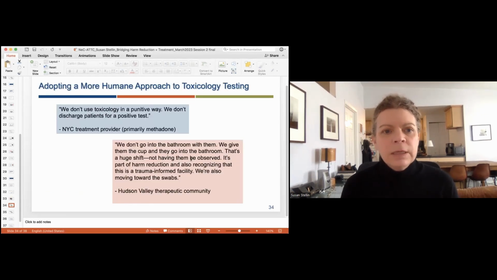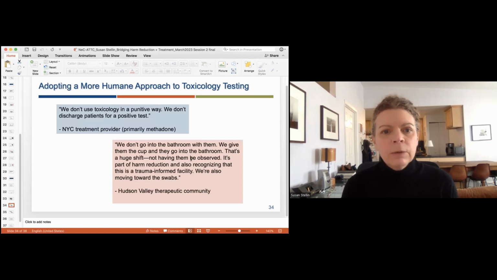And this idea of adopting a more humane approach to toxicology testing. That's partly that shift in language, not focusing on whether someone's test was quote unquote clean or dirty, but using other language like a positive test, and not using it in a punitive way.